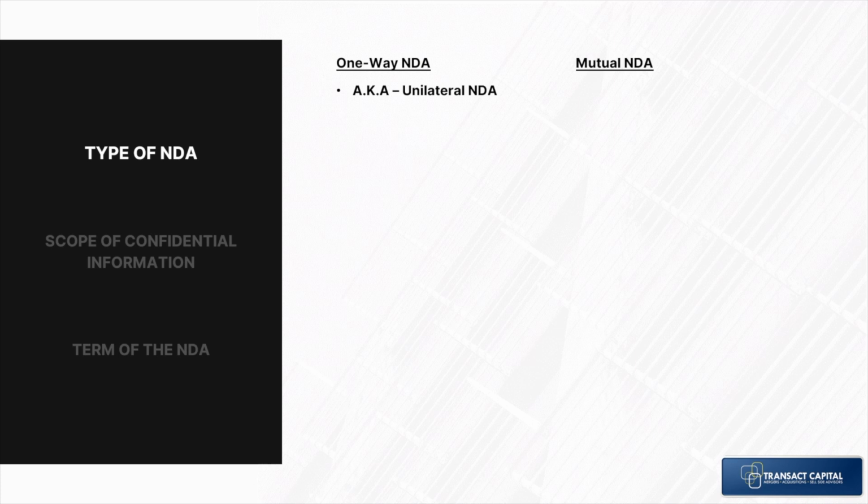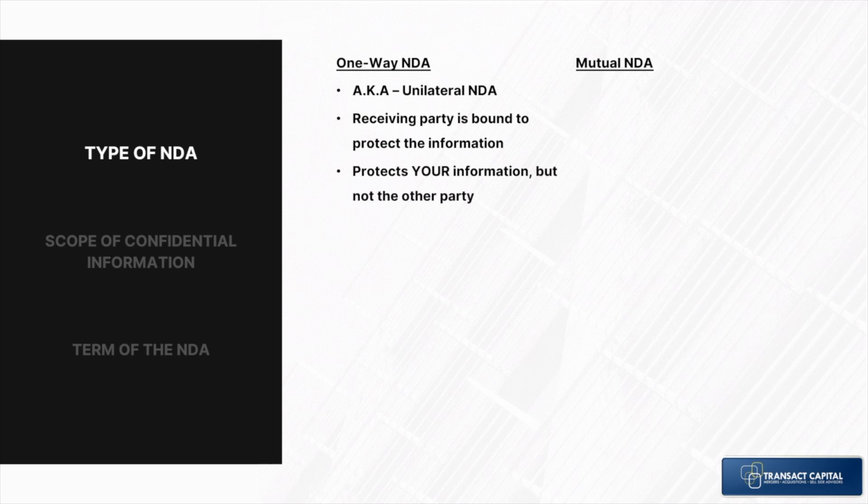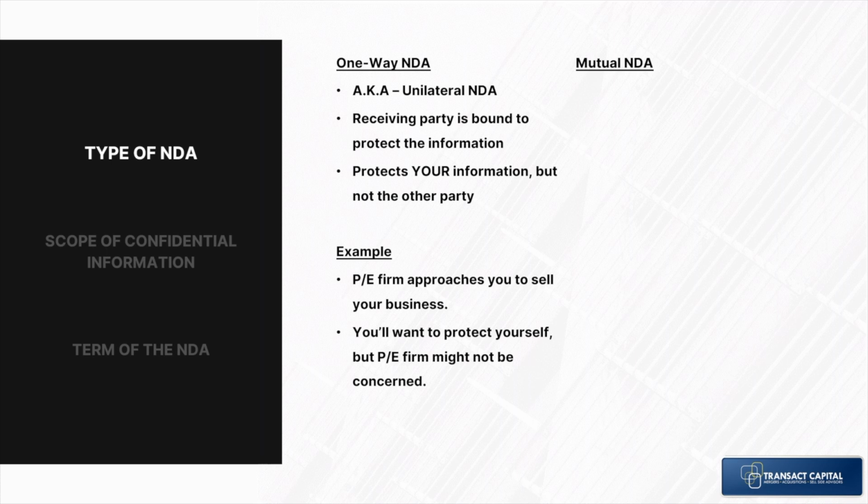For the one-way version, these are written so that the receiving party is bound to protect the information being shared. In these types of NDAs, your information is protected, but not the other party's. For example, let's say you are approached by a private equity group. You could require them to sign a one-way NDA. Doing so would protect any confidential information you disclose to them, but you would not be bound if the private equity group disclosed confidential information to you.